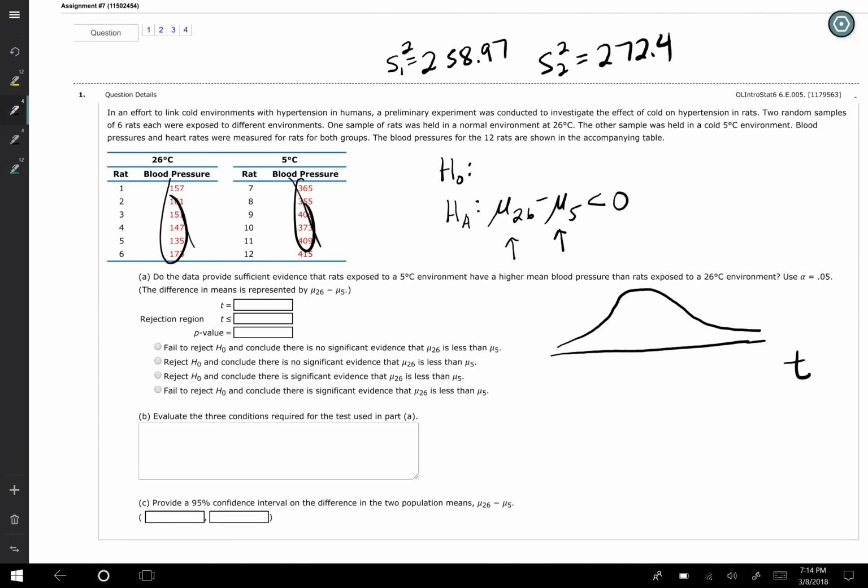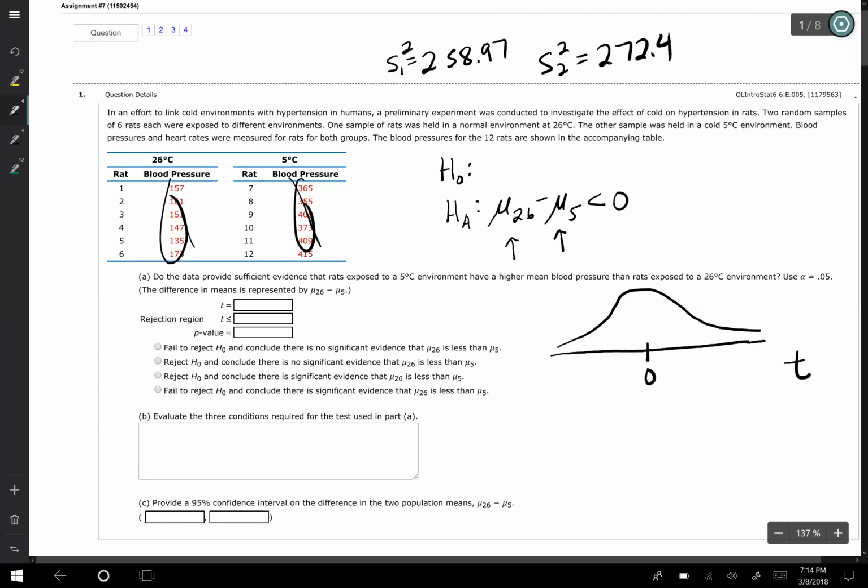Okay. But anyway, we have a left-tailed t-test, so it's going to be negative t sub alpha. What was alpha here? Okay, 0.05. So negative t sub 0.05, and the degrees of freedom? 10. Yes, degrees of freedom is 10.